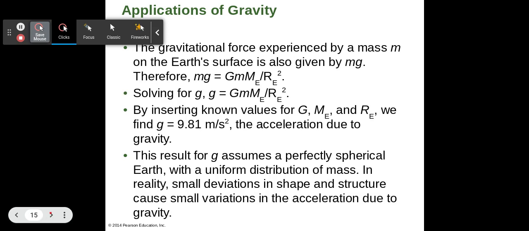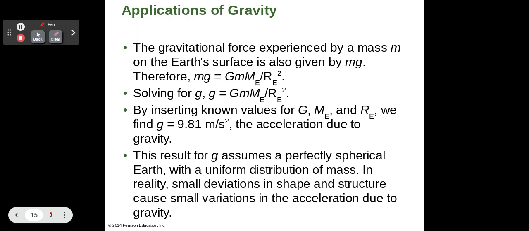So we can use that equation if we remember that the gravitational force experienced by a mass on the Earth's surface is also given by mass times acceleration due to gravity. We set those two things equal to each other, and we can use that to solve for what g is. So we know g is 9.81 meters per second squared. How do we know that? Because we plugged in the constant G, the mass of the Earth, and the radius of the Earth into that formula and solved for g. Okay? And that's acceleration due to gravity.